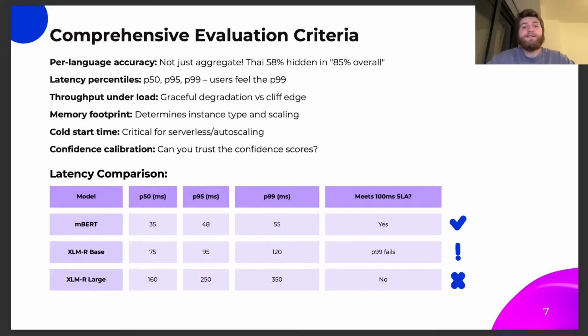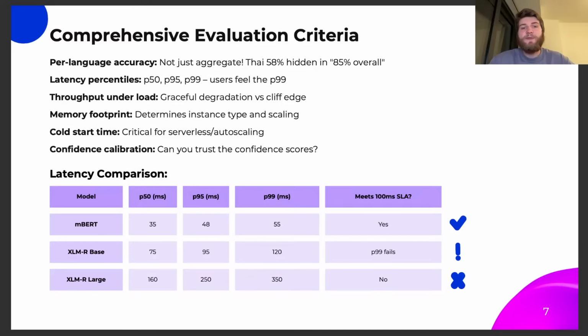So accuracy is the metric that we all obsess over, but actually it's not the only one that matters. Let me show you a more comprehensive evaluation framework. First, per language accuracy breakdown. Overall, 85% accuracy might hide the fact that English is 92% and Thai is 58%. So always break down by language. Set minimum acceptable thresholds by language, not just overall.